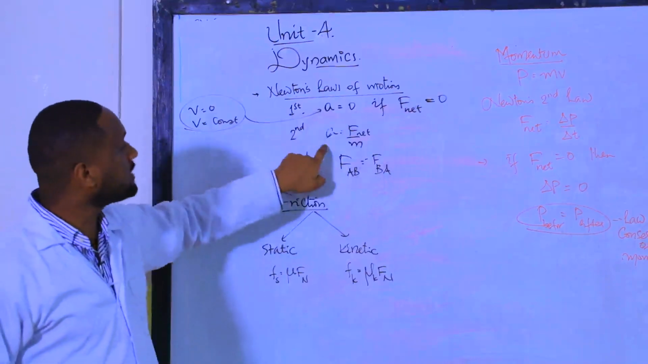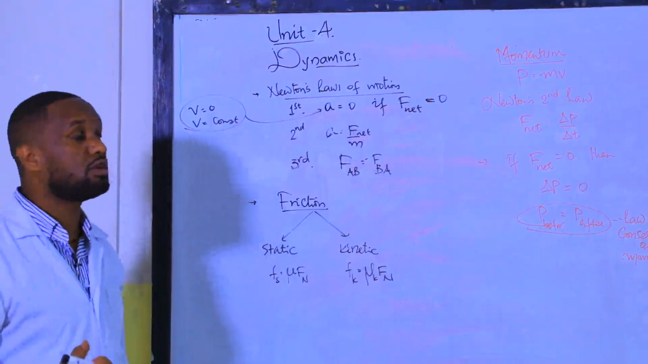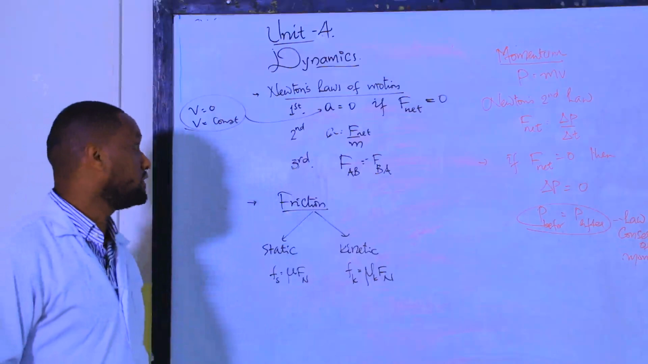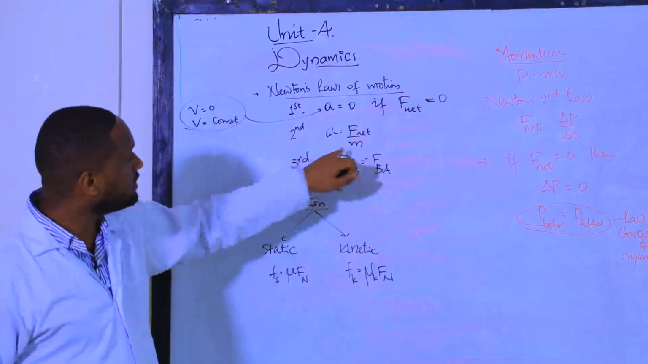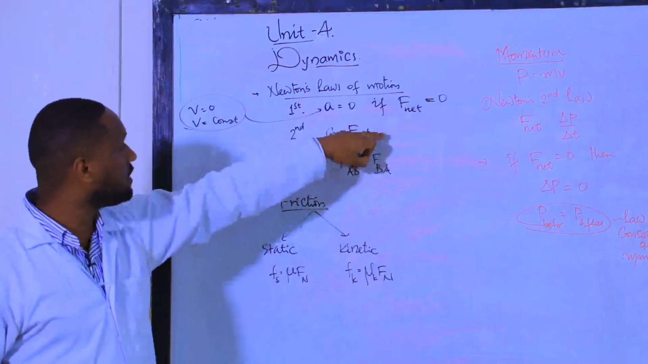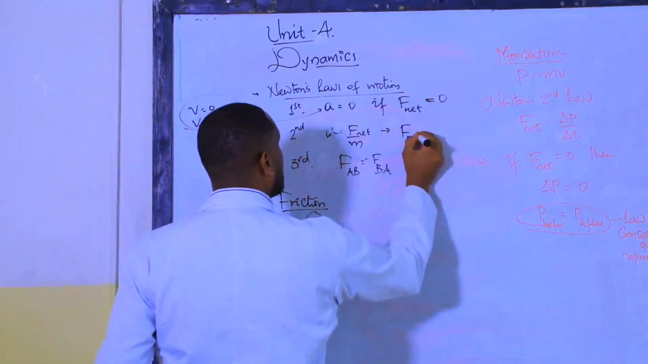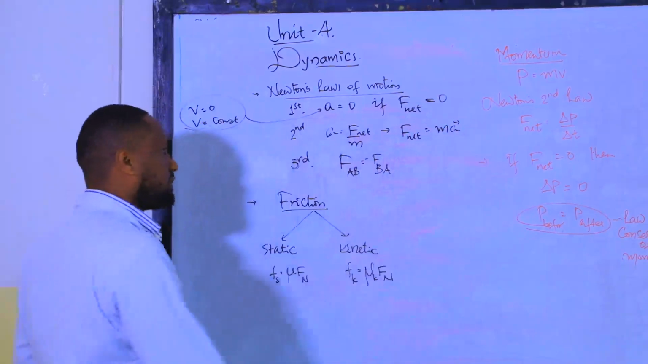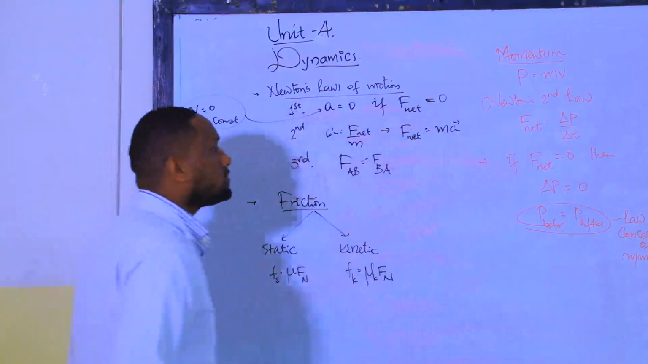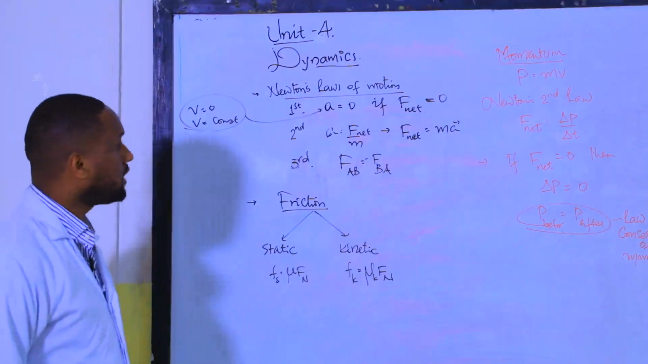Second law: if there is an acceleration, then the magnitude of the acceleration depends on two factors: the net force acting on the object and the mass of the object. The greater the force, the greater the acceleration. The greater the mass, the smaller the acceleration. So acceleration is equal to net force divided by mass, or we can simply write it as the net force acting on an object is equal to mass times acceleration. As you can see, it says resultant force or net force. That's the sum of all forces acting on the object, okay?